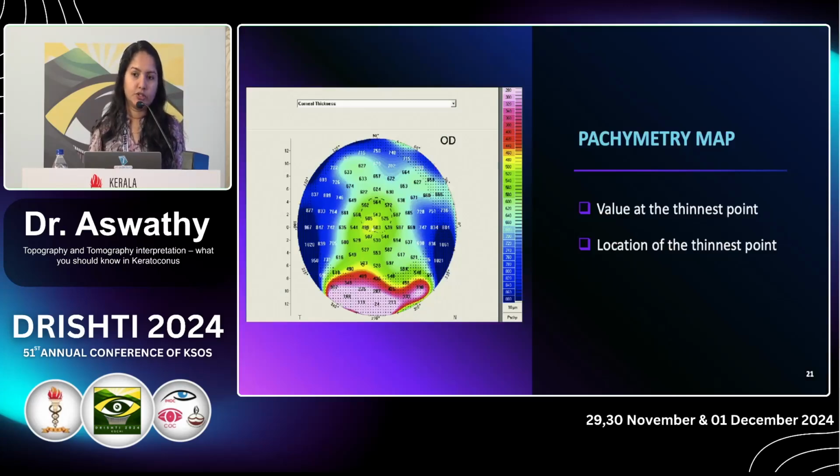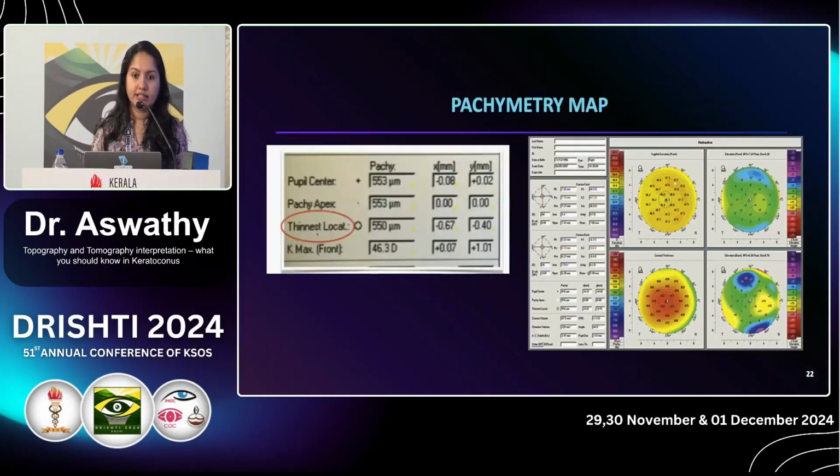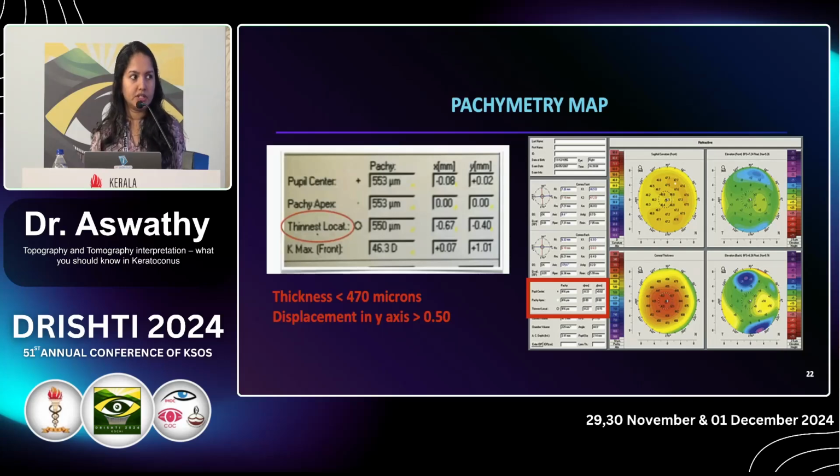In this, there are two things you have to look for. One is the thinnest location, the thickness at that region, and the location of the thinnest point. If the thickness is less than 470 microns and if it is inferiorly displaced, the thinnest location is inferiorly displaced for more than 0.5, then you have to suspect an ectasia.